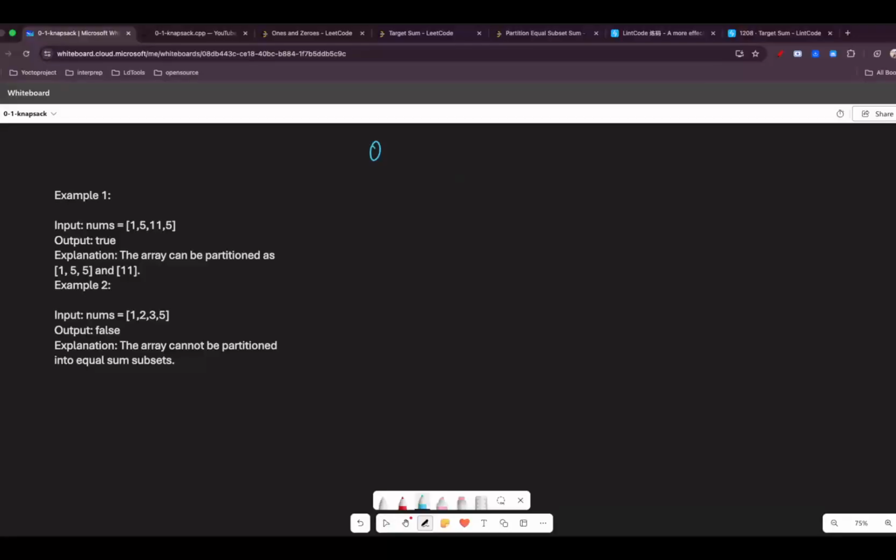So basically the question is that you need to return true if the total sum by 2 is what you have for two subsets, basically equal. That is what the question is about. Else you need to return false. That is what this question says.